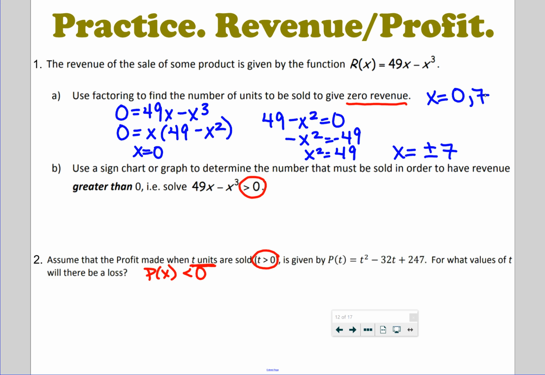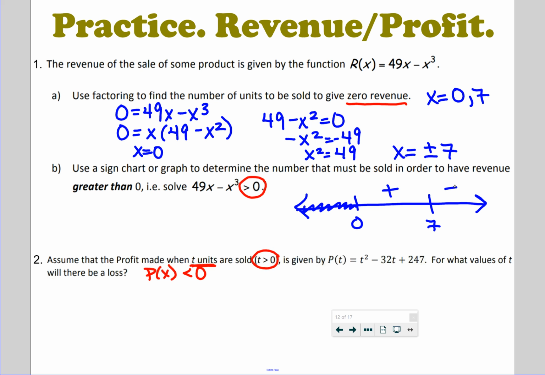Use a sign chart to determine the number that are sold that make our revenue greater than 0. So 0 and 7 are the breaking points that we're concerned about. We're not even going to worry about anything less than 0 because we can't have a number of units that are less than 0. You should have plugged numbers in like 1 and 8, for example, would have been good choices here. If you plug in 1, you will get a positive number, or 2 or 3 or 4 or 5, anything in that interval. If you plug in something larger than 7, you're going to get a negative number.